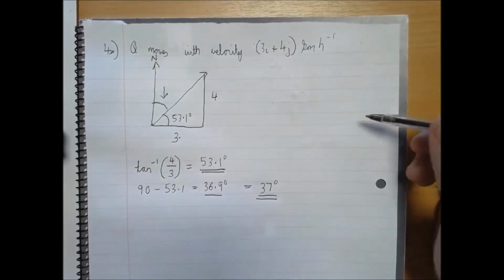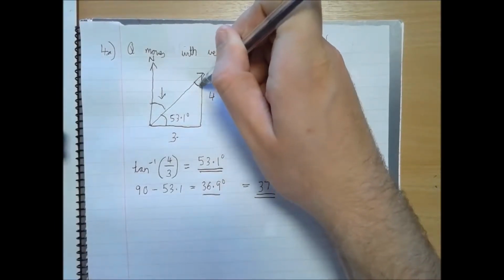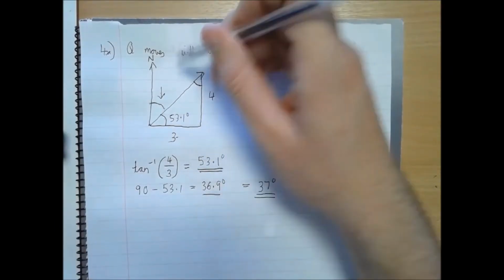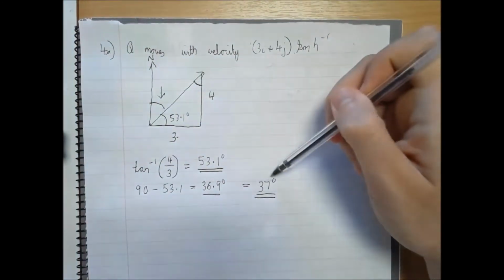Another way that you possibly could have done it is focused on this angle here, and you've done the same thing. You've done tan, opposite over adjacent. Tan to the minus 1 of 3 over 4 will also give you 37 degrees as well.